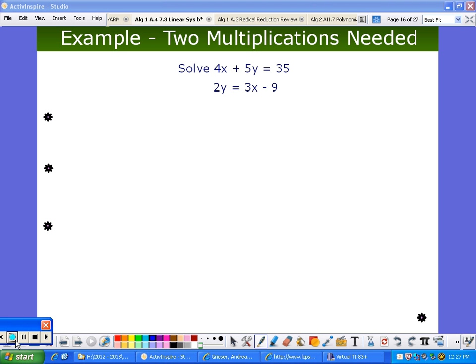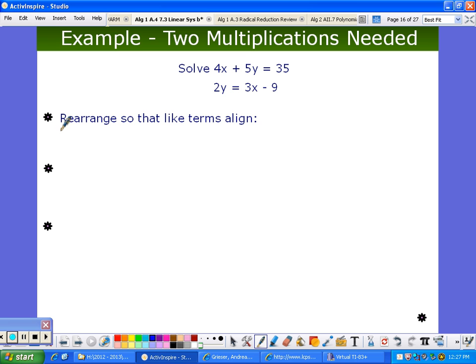So we want to solve 4x plus 5y equals 35, 2y equals 3x minus 9. I'm on page 2. Hopefully you're following on. We're on the back. All right. So what's the first thing I got to do here before I can do any of this stuff with the elimination? Cassie?